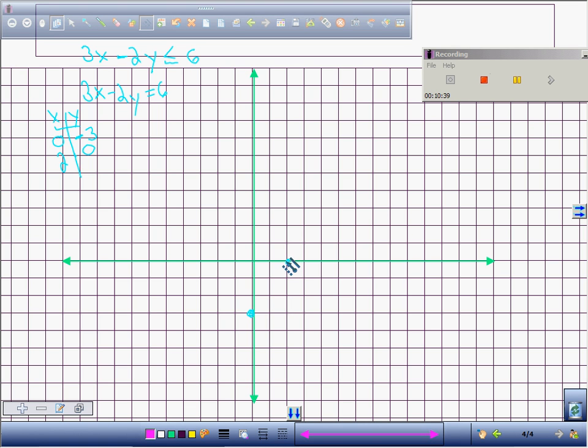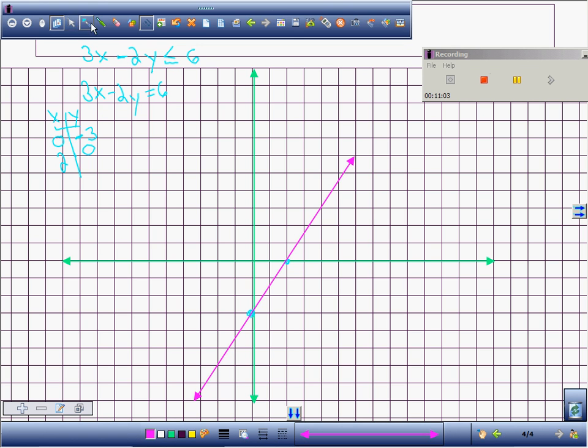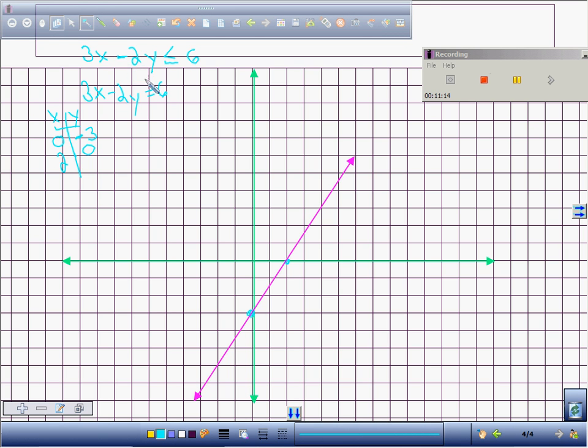So I'm going to go over 2, up 3, over 2, up 3. I'm going to try to draw a solid line through those points. Now I have to figure out which side to shade. With these you have to be careful. You can't just assume that if it's less than, you shade down here, because it's not in slope-intercept form. That's true if it's in slope-intercept form, but this is not.